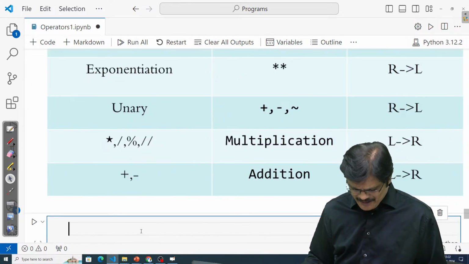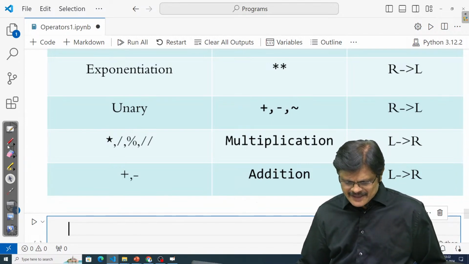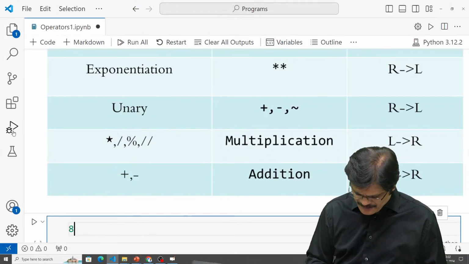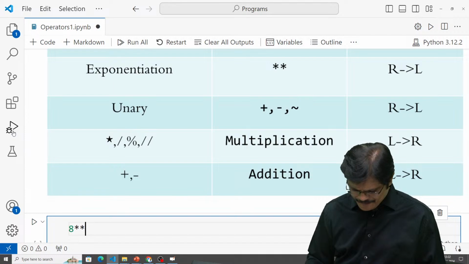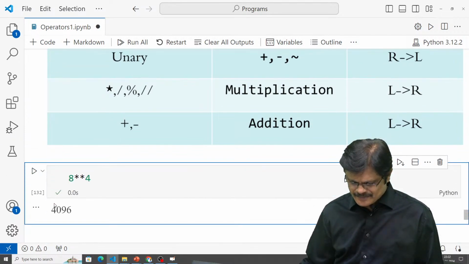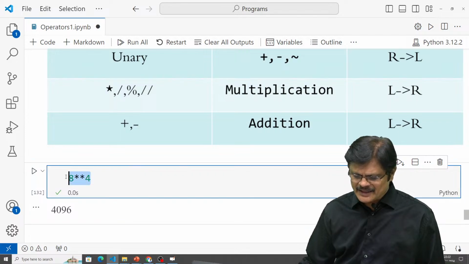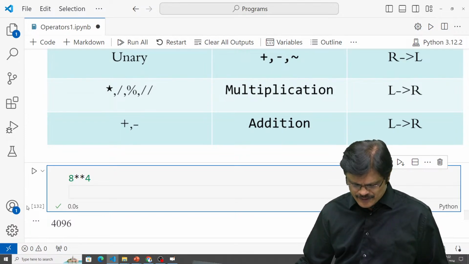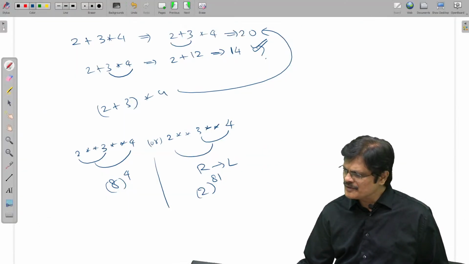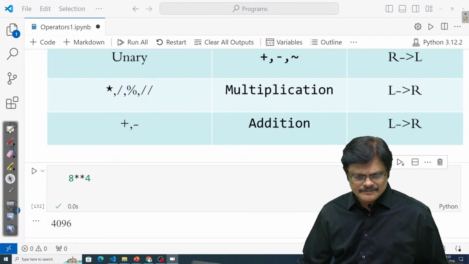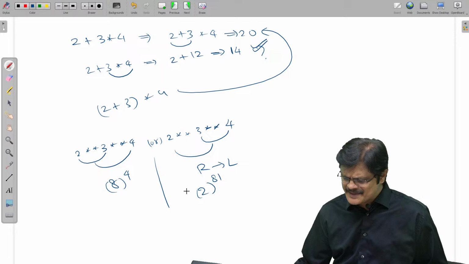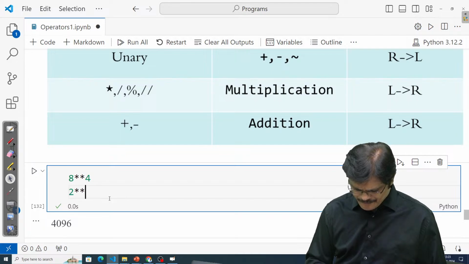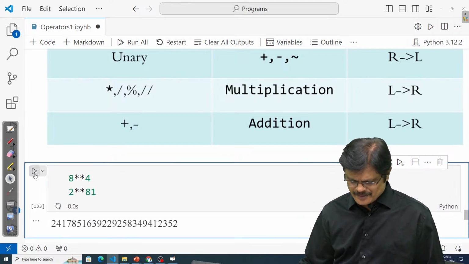So let us see. First, let us verify these two answers. 8 power 4 is how much? Let us see. 8 power 4, what is the answer? 4096. The other one which I want to check is 2 power 81. I think this is a big result. So it's a big number.